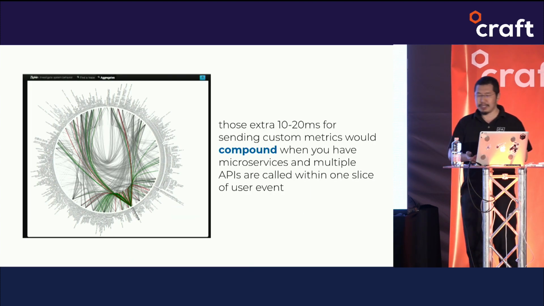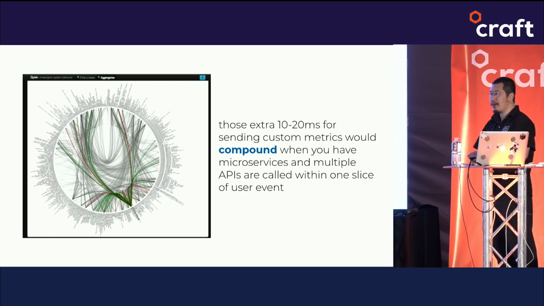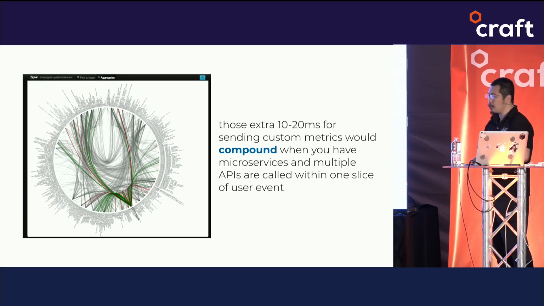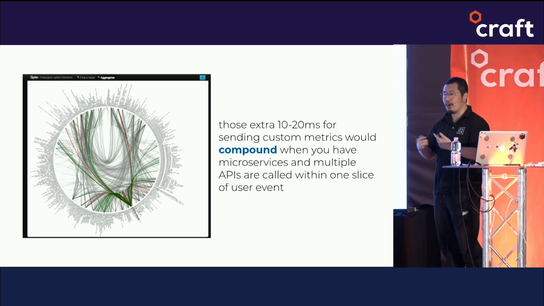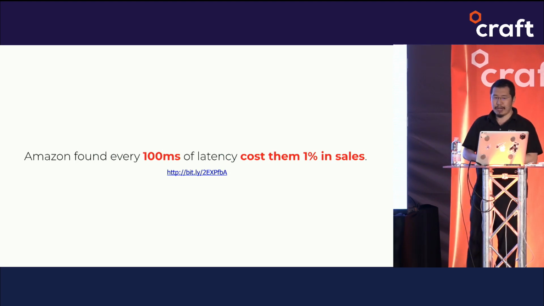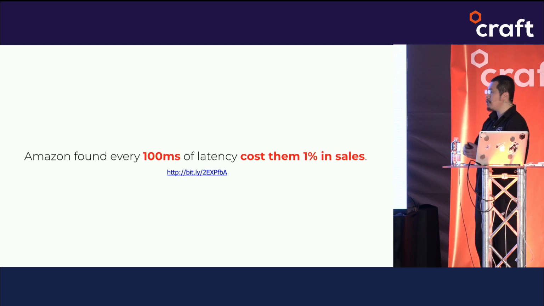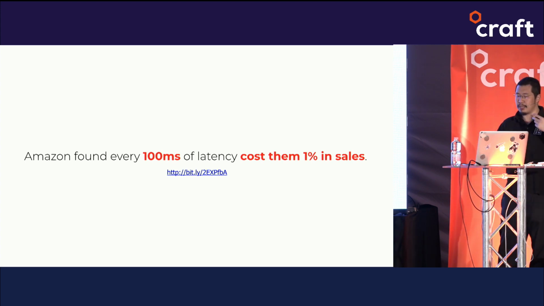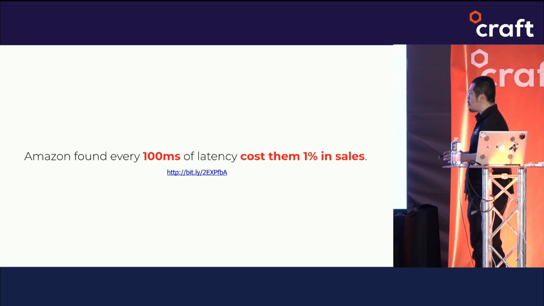And you may say, well, that's only 10, 20 milliseconds per API call. It's not that much. But when you've got microservices and you have many call chains that involve multiple functions along the chain, then those 10 to 20 milliseconds can easily start to compound and add up to something a lot more. And Amazon found a few years back that every 100 milliseconds you add to your user-facing latency can reduce sales by as much as 1%. So those additional milliseconds that you spend on sending metrics and monitoring data can actually hurt your revenue if they start to negatively impact your user experience.